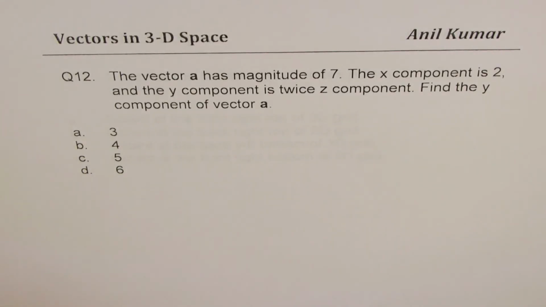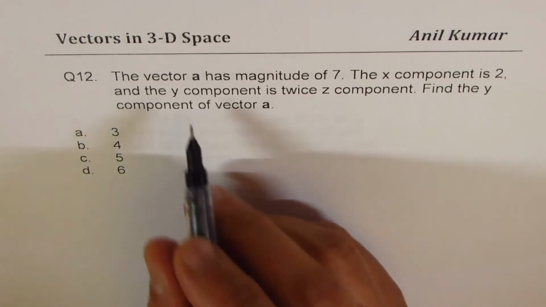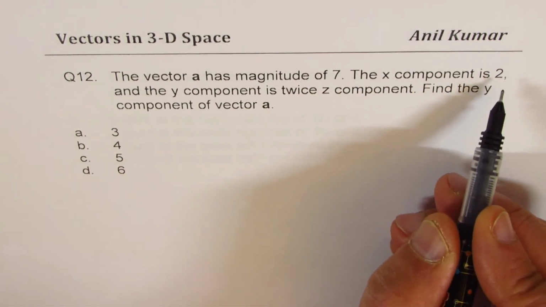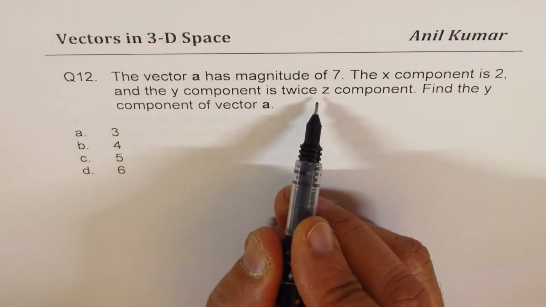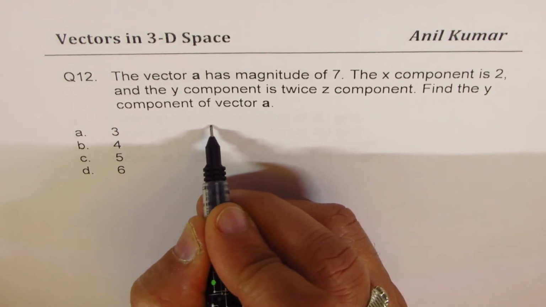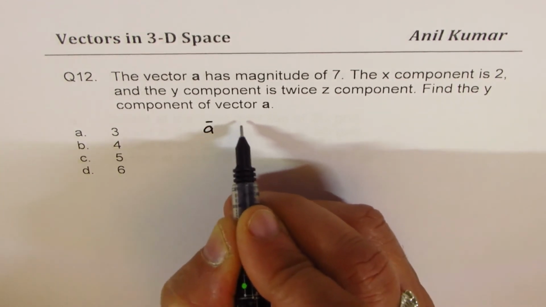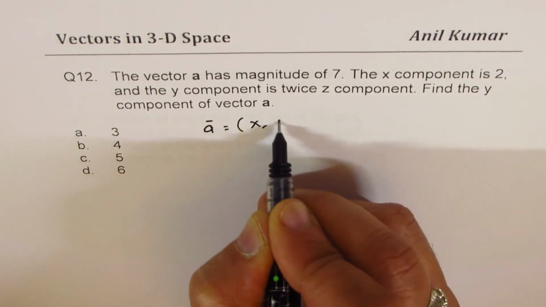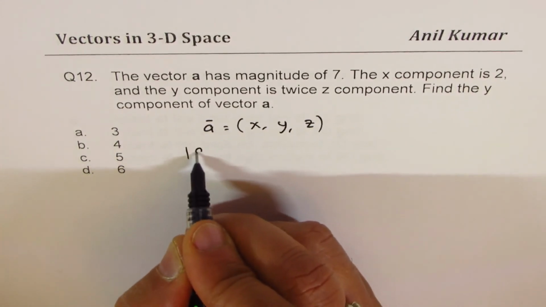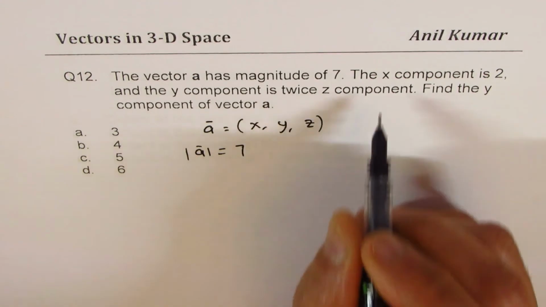Question number 12. The vector A has magnitude of 7. The x component is 2 and the y component is twice z. So basically we could write vector A as equal to, let's say, x, y, and z. We are saying that the magnitude of vector A is 7.